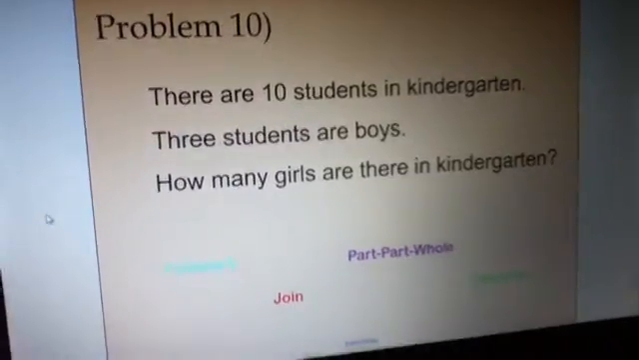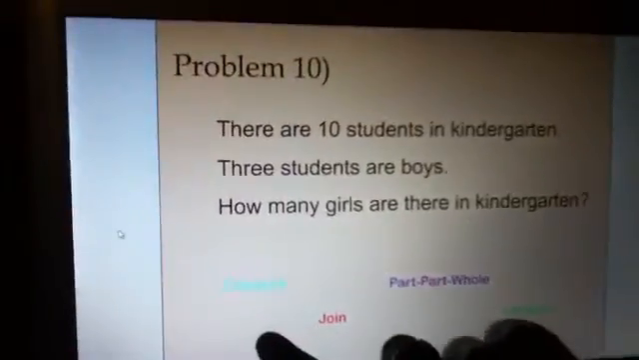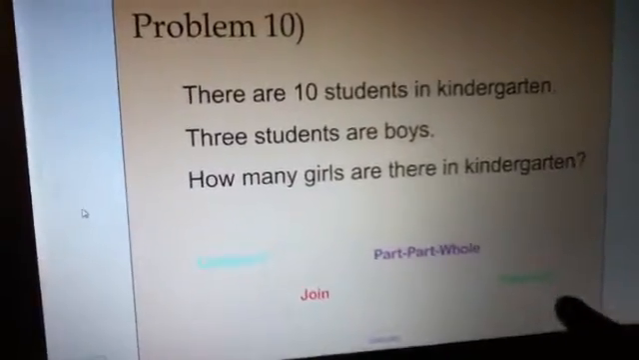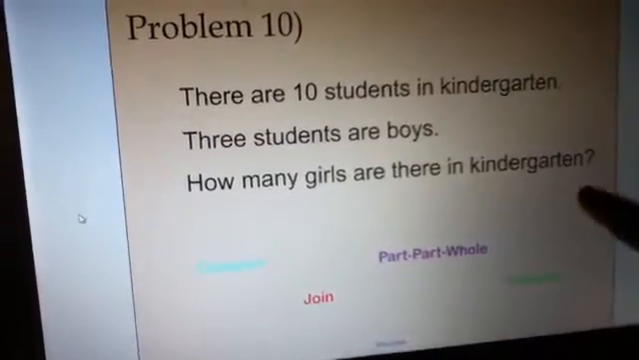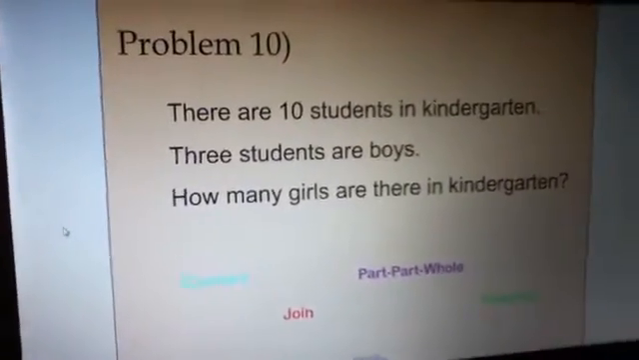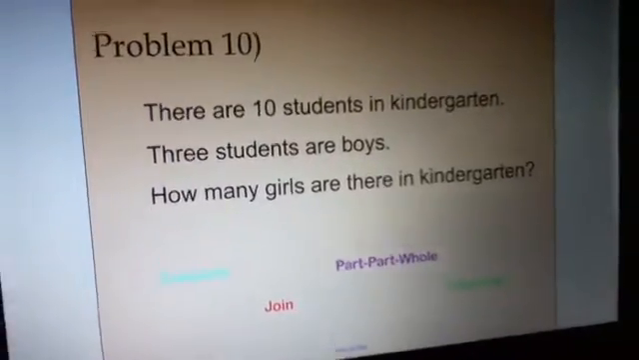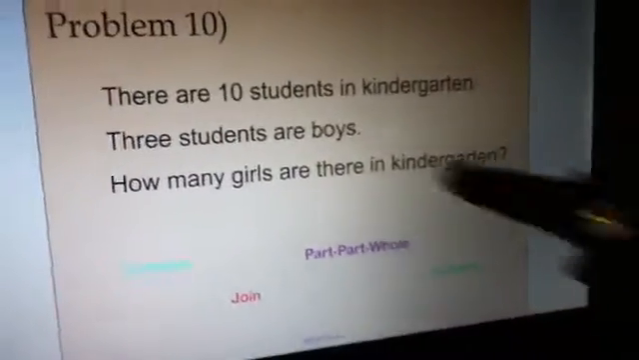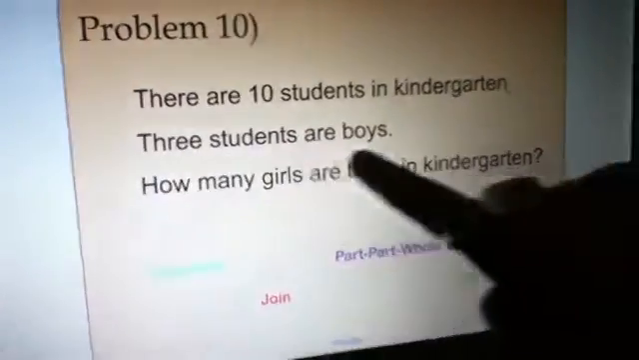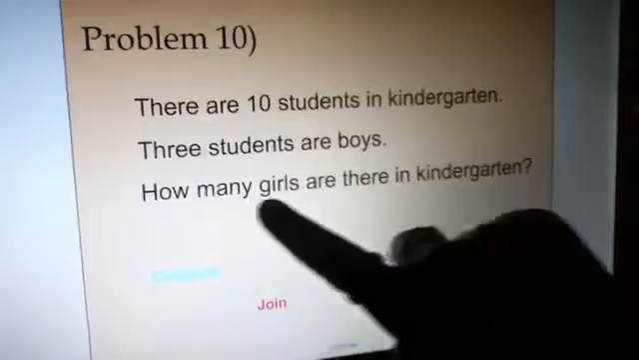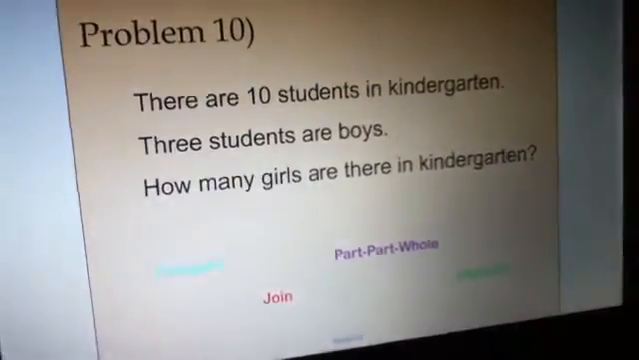Alright, so now you can see that I've listed the 4 different structures here, and I want you to think about what we discussed about each one of those and decide which one you think best fits this problem that we have here. So I'm going to discuss this problem some more. So we know that there are a total of 10 students. We know that 3 students are boys, and we know that we're wanting to know how many girls of those 10 students are in kindergarten.